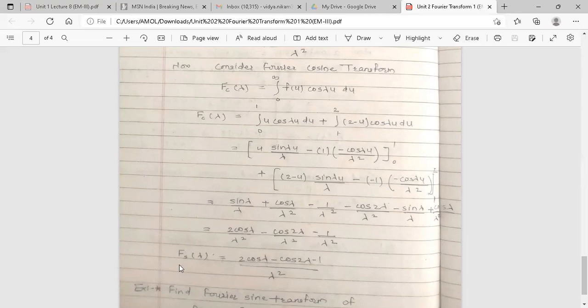Fourier cosine transform. Here in the notation there is one correction.